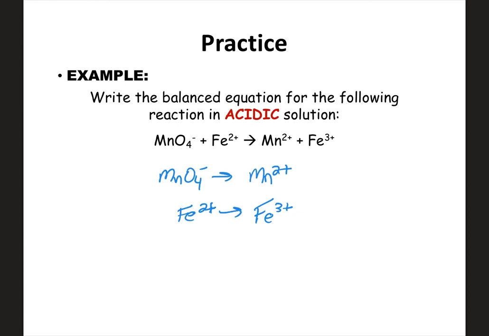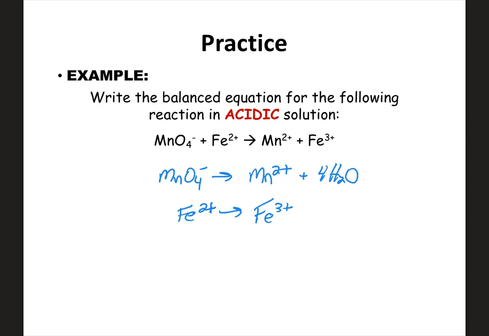Okay, so I have my half reactions. The second step says balance any elements that are not hydrogen or oxygen here. The Mn in the top one is balanced. The Fe in the bottom one is balanced. So we're good with that. Step 3 says we're going to use water here to balance the oxygens. So I see 4 oxygen on the top left. So I need 4 water here on the right. No oxygen in the second one.